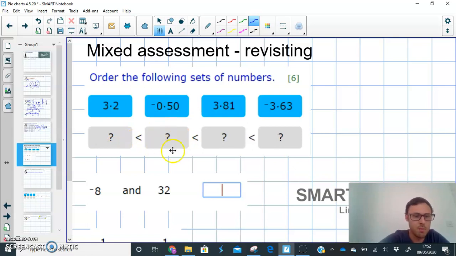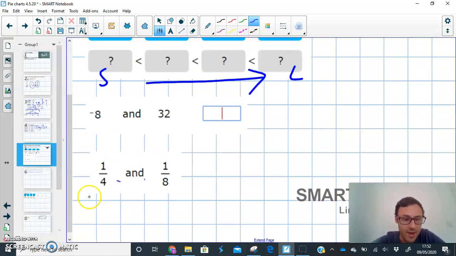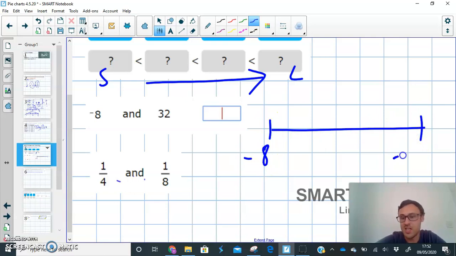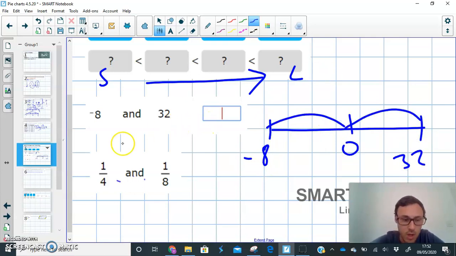Remember, the crocodile eats the bigger number, so this will be the smallest and this will be the largest as you go through. Then we've got here finding the difference. Remember, if we want the difference, you put -18, you put 32, 0 in the middle, do your jumps. Most of you won't even need to do a number line for those.